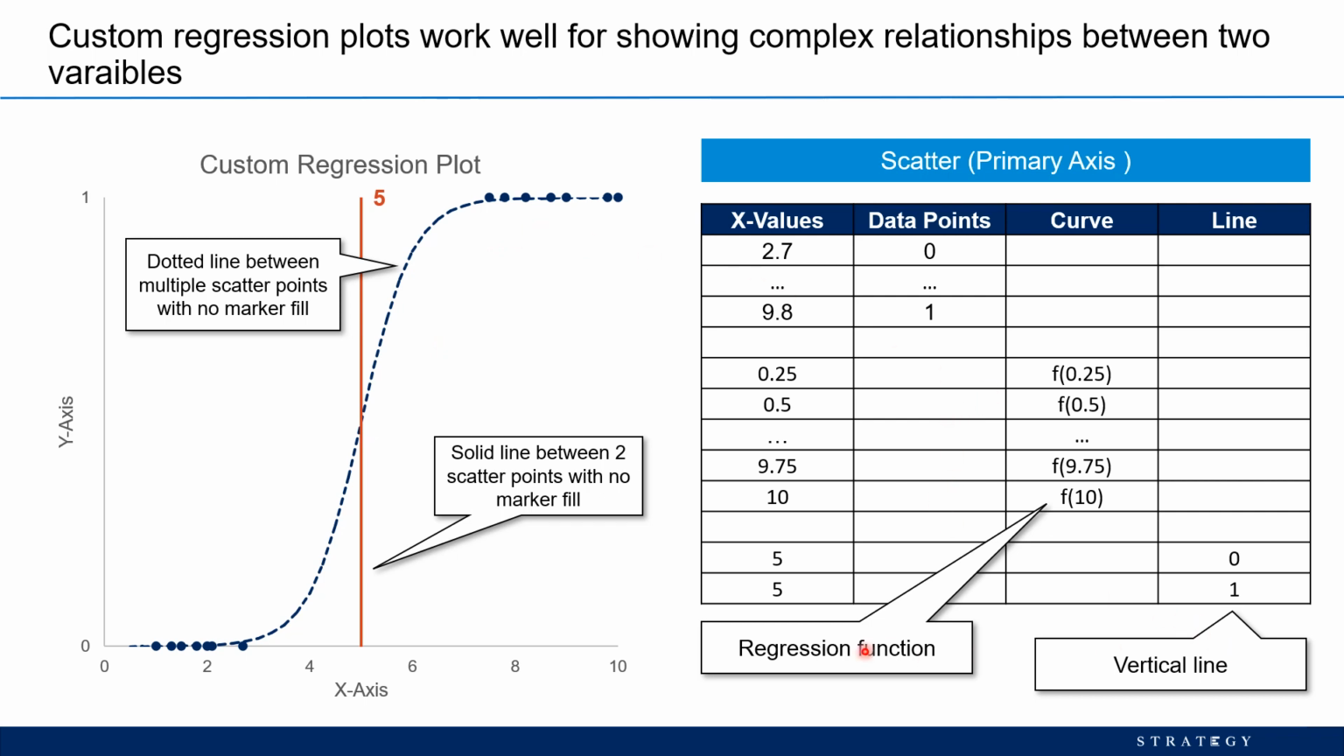Finally, to get this vertical line, all I do is set two points that have the same x value, and I set one of their y's to be 0 and the other one to be 1, and this gives me this vertical line. What's great about setting up a graph like this is that I can resize this graph and this vertical line will move. So I don't have to manually move it every time I want to resize or modify this graph.